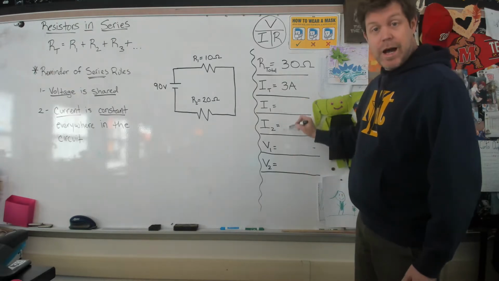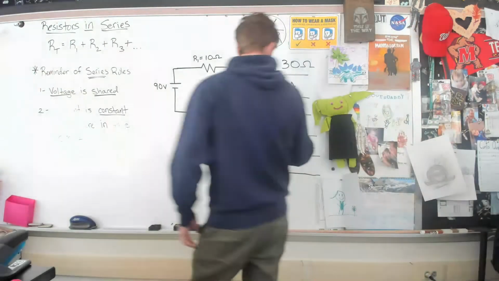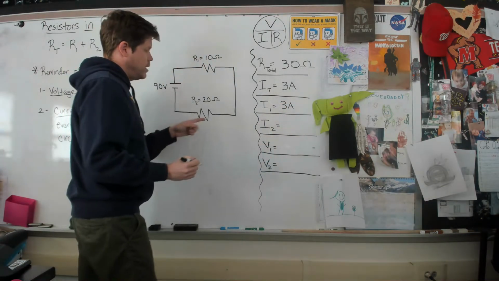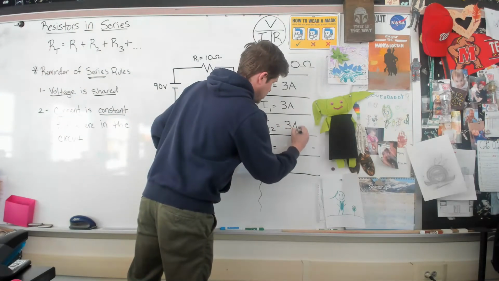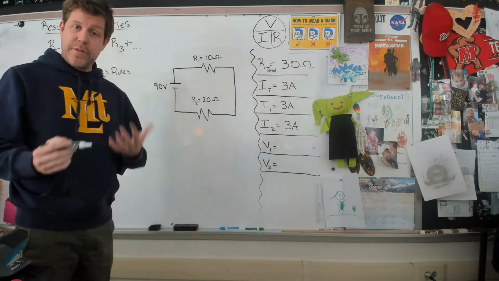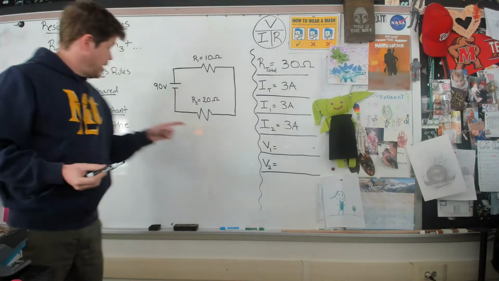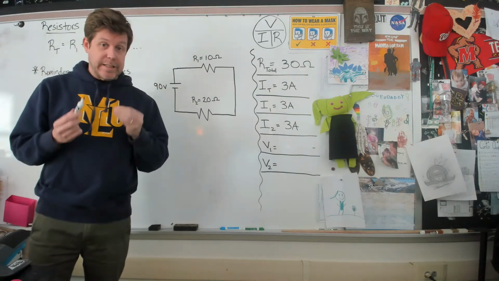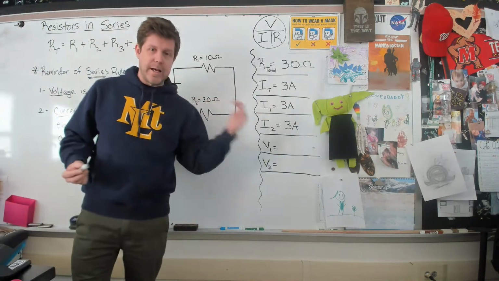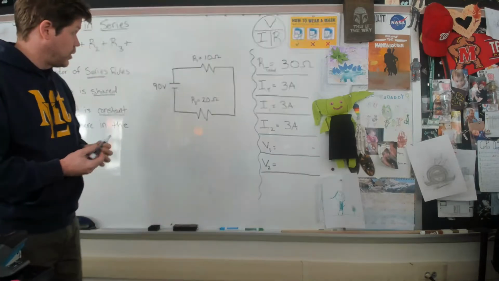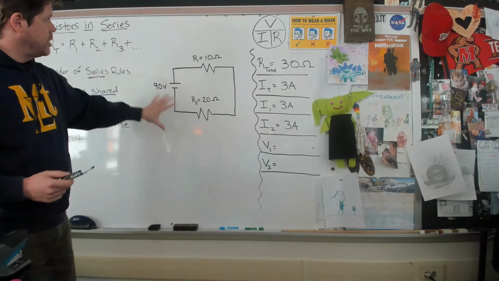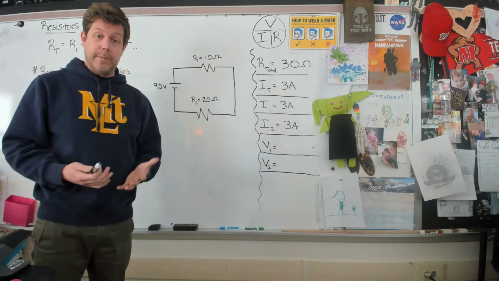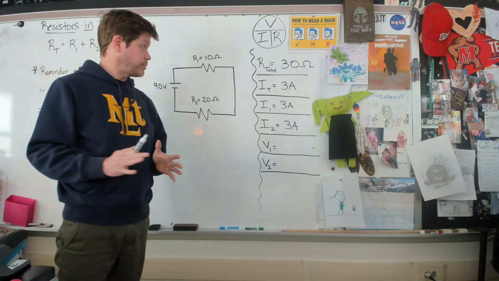So for these two, I can just fill them in right now. 3 amps is going to be going through resistor 1. 3 amps is going to go through resistor 2. And if you think about it again, it makes sense. Everything in this series circuit, since there's one pathway, is traveling at the same speed. And again, think about current as how fast the electricity is flowing. So if I've calculated 3 amps in my circuit, that means everywhere I go, it's got to be 3 amps. Okay, I hope that makes sense.